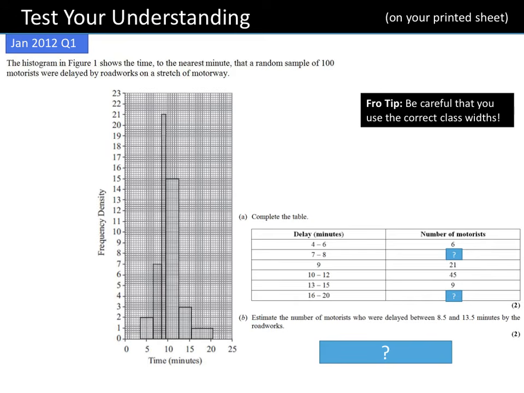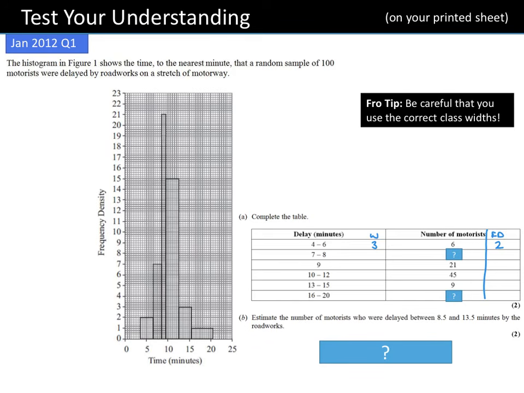The histogram in figure 1 shows the time to the nearest minute that a random sample of 100 motorists were delayed by roadworks on a stretch of motorway. Here we have between 4 and 6, and the number of motorists is 6. 4, 5, 6, so what is our width? 3. We know our frequency density is frequency divided by class width, so 6 divided by 3 is 2. This is how they've got the 2 here, when they go up on the graph, it's up to 2.